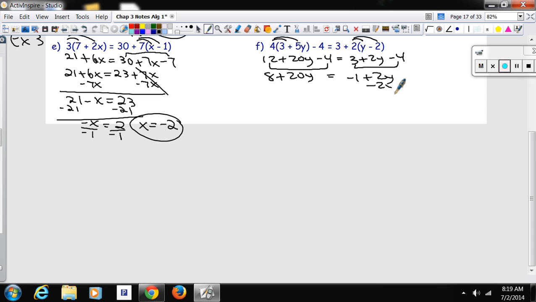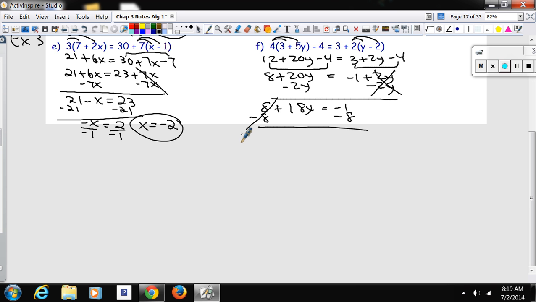Let's subtract the 2y on both sides so that the 2y's can move over to the left. So you'll have 18y. Bring down your 8. And then you're going to subtract your 8 on both sides. So 18y. And we get negative 9. Two negatives, we put them together, we're going to keep it negative. Add them up. And then divide by 18.